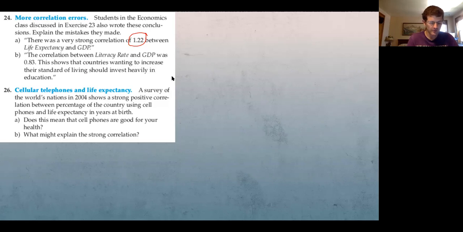And what else might explain the correlation between percent using cell phones and life expectancy? Well, just really quickly, I'd say if you have high life expectancy and you have a lot of people using cell phones, then chances are you live in a country that has maybe a better healthcare system set up, other advantages. So there are some lurking variables going on.